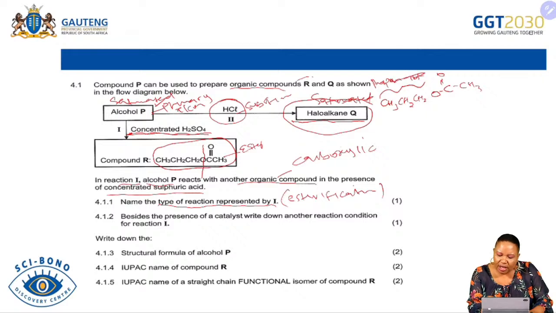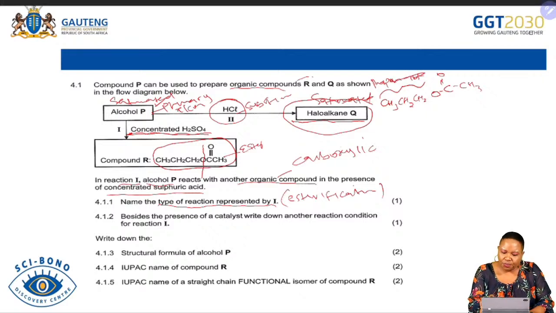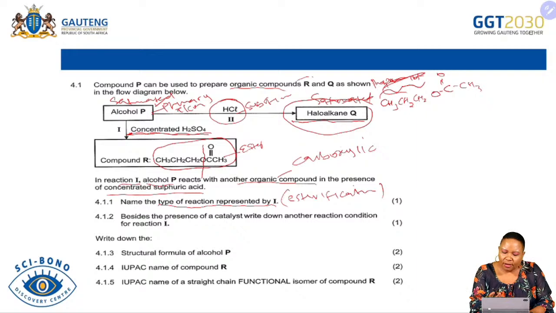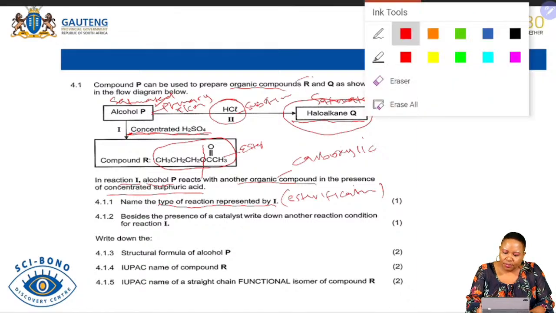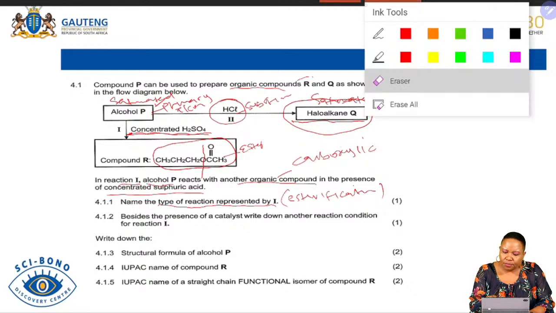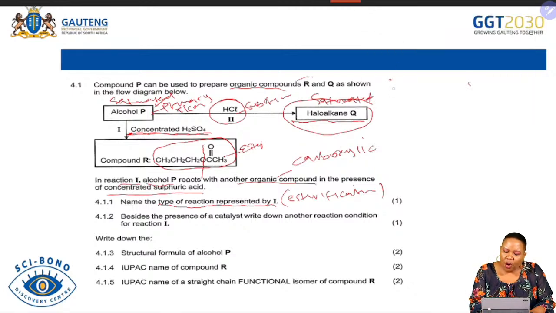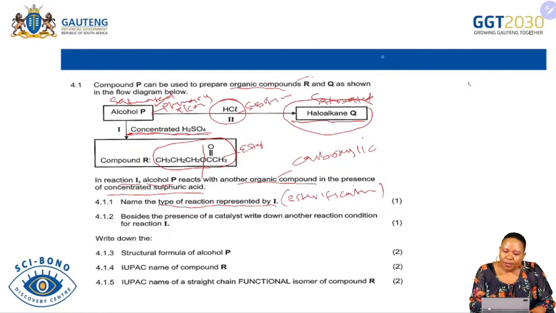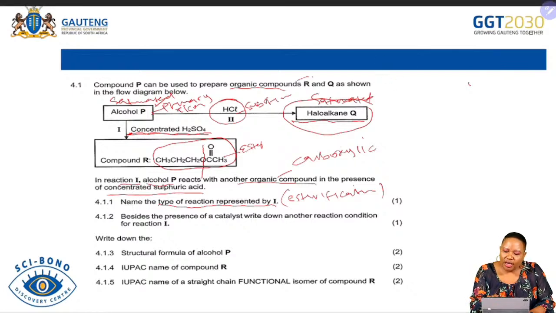Okay, let me just erase this one. I'm saying it's going to be our propan-1-ol. Okay, take that one. Let me just erase this part. Okay. It's propan-1-ol because the alcohol is already having what?